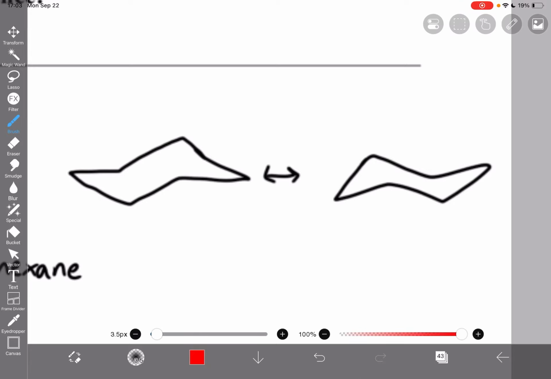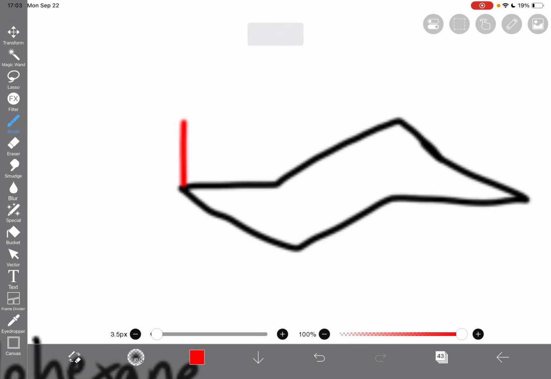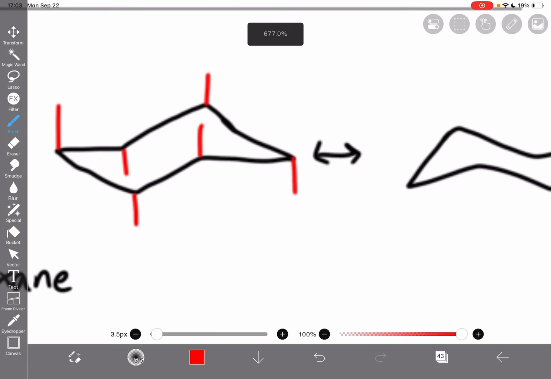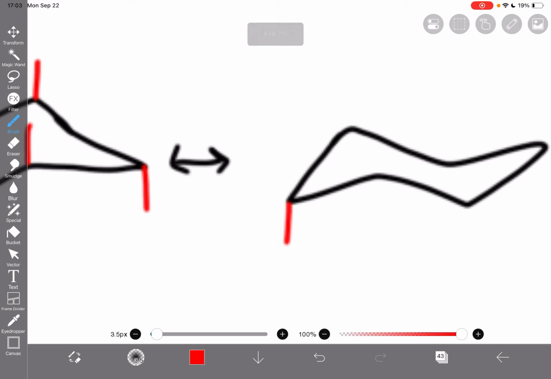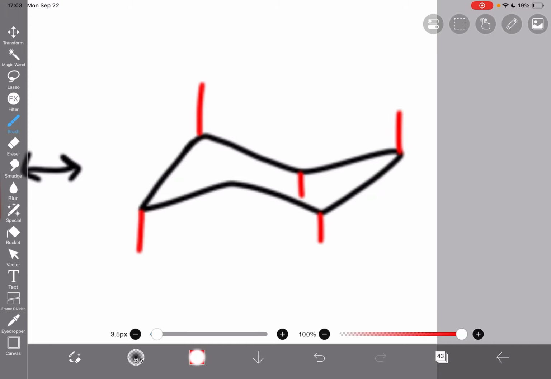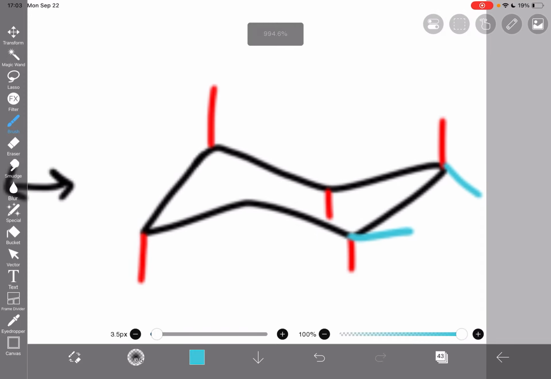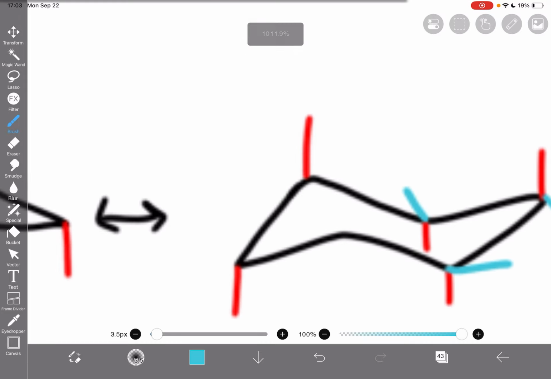Now, let's use red for our axial positions. Now, I like to think of it as up, down, and that will help you visualize which one is going where. And for our equatorial positions, it's a hard position to draw. All right, so that one's kind of up. This one's also kind of up too. We'll use blue for our equatorial.